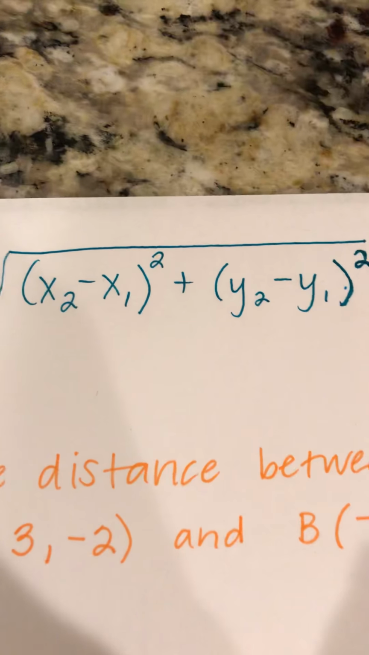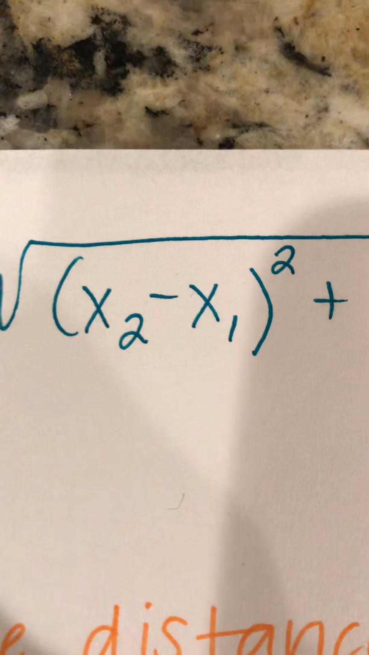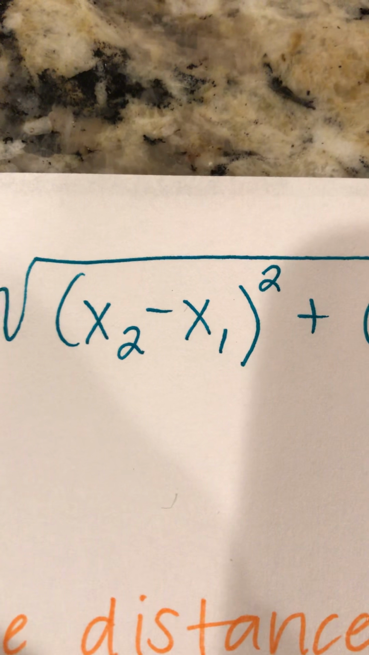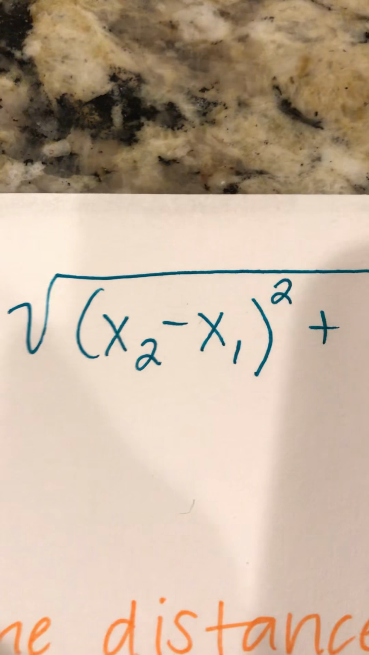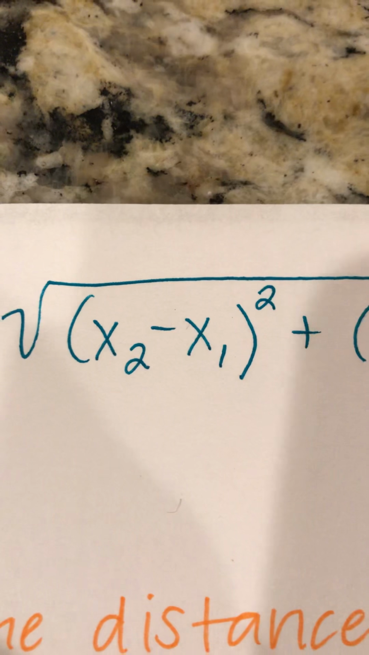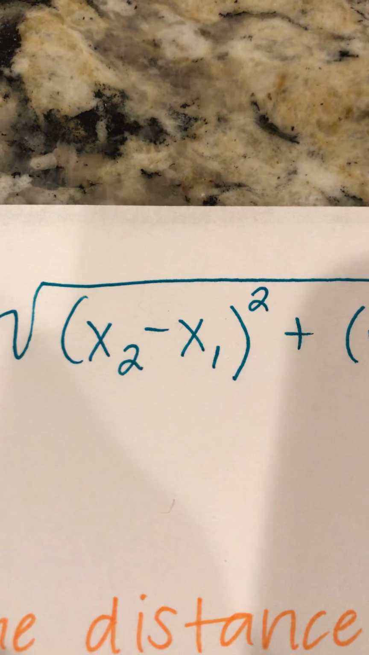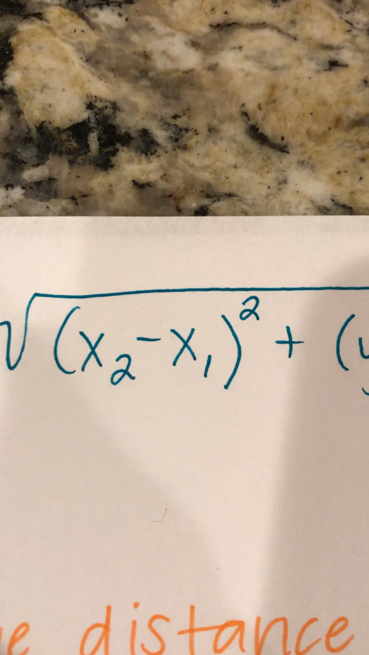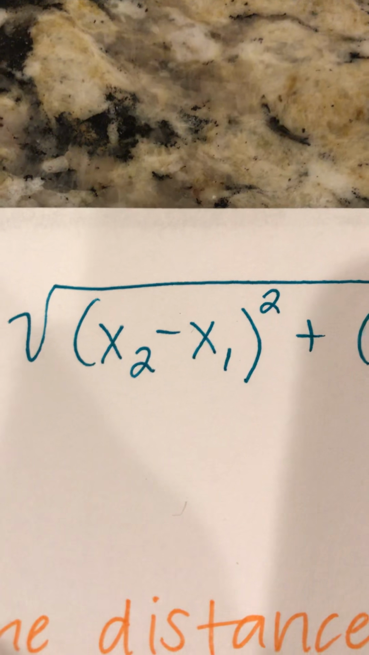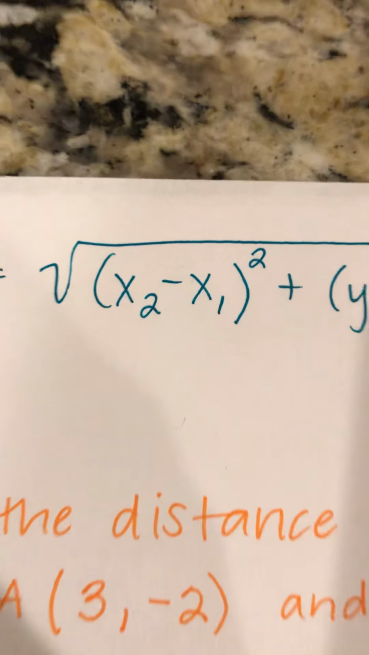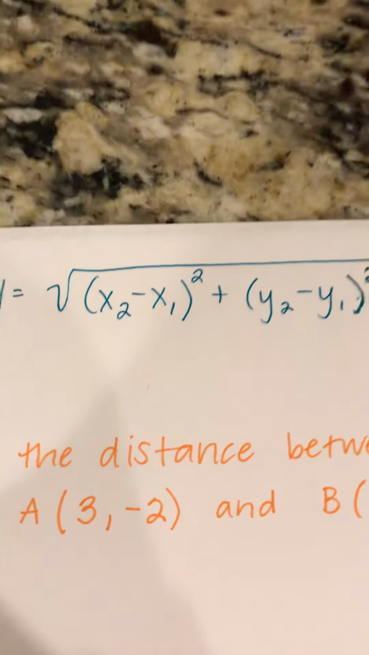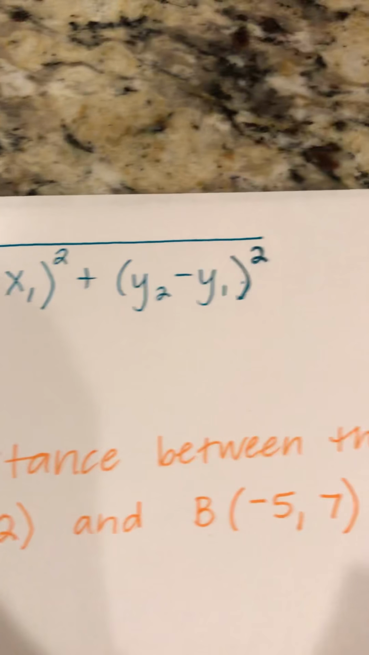Now, notice the x2 and the x1. It's very similar to slope. Remember when we found the slope of a line, we used 2 points, okay, and we found the difference of the y's, the rise, over the difference of the x's, the run. Very similar here in that we have x2 and x1.